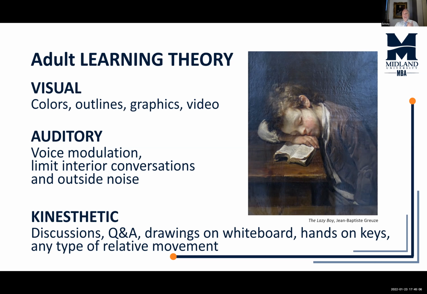Auditory, so voice modulation is important. You need to do what? Limit the conversations, the outside noise that are in the environment. And then kinesthetic, we don't think of with kinesthetic. Kinesthetic, we normally think of as our hands on our keys, but kinesthetic is actually movement. So anything going back and forth. So writing on a whiteboard, for example, having a question and answer, having discussions, having that movement going back and forth. That is important for the kinesthetic learner.